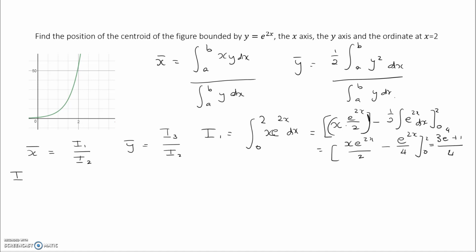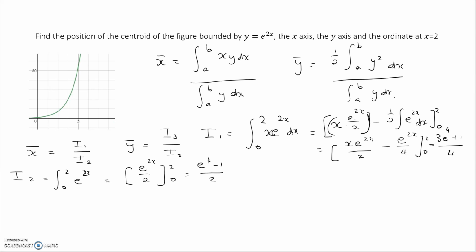Similarly, we can find I2 as being the integral between 0 and 2 of e to the 2x, which would be e to the 2x over 2, and that becomes e to the 4 minus 1 over 2.